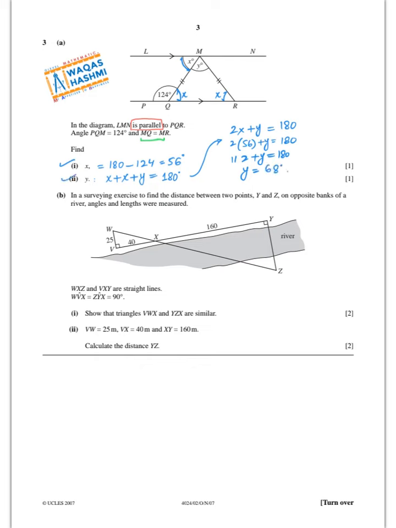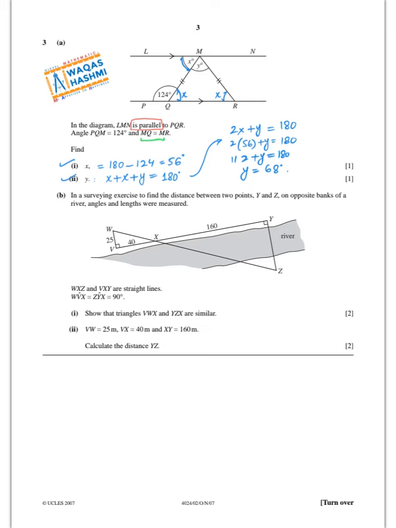Alright, after that, in a surveying exercise to find the distance between two points Y and Z on opposite banks of a river, angles and lengths were measured. WXZ and VXY are straight lines and the angle is 90. Show that the triangles are similar.